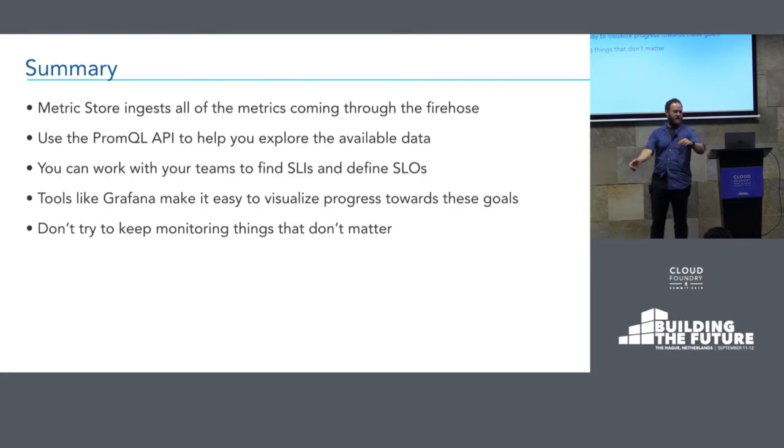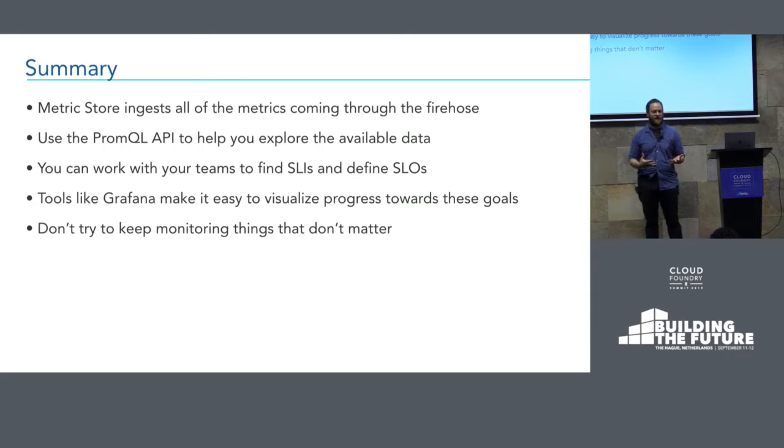And then to recap, the big thing that Metricstor gives you is the ability to take all this data that already exists in the firehose and pull it in and make it available to you through the PromQL API. So now if you use Metricstor, you have an easy way to access that data, run arbitrary queries on it, and work with your teams internally and externally to define SLIs and SLOs and figure out, okay, now that I've got all this data, what do I want to do with it?